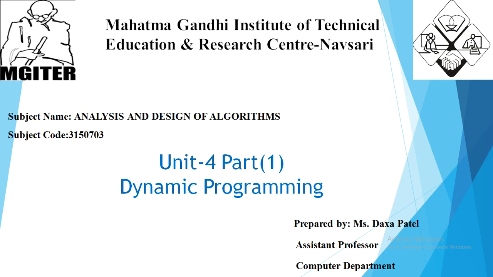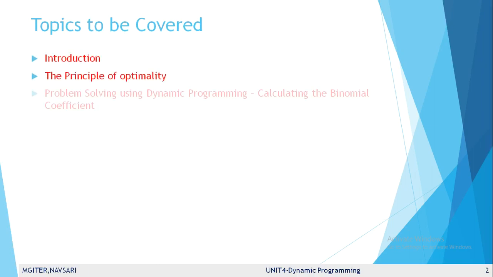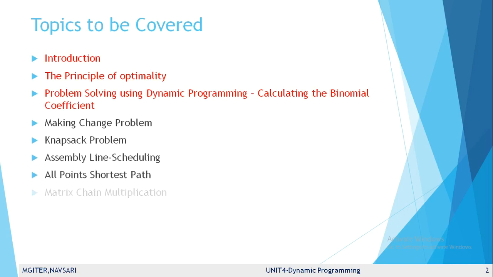Now today we are going to learn about unit number 4, that is dynamic programming. Now first of all we see which topic is covered in unit number 4. First of all we see introduction about dynamic programming, then principle of optimality. After that, we see a number of examples which are solved using dynamic programming. That includes calculating the binomial coefficient, making change problem, knapsack problem, assembly line scheduling, all pair shortest path, matrix chain multiplication, and longest common subsequence.